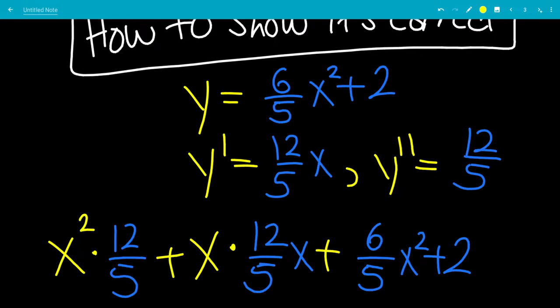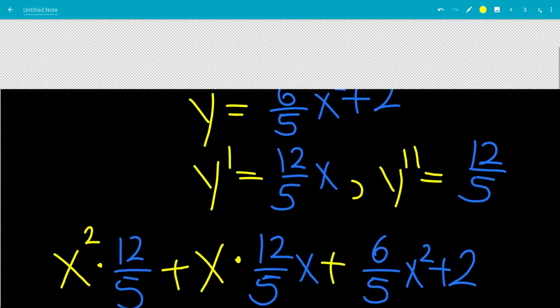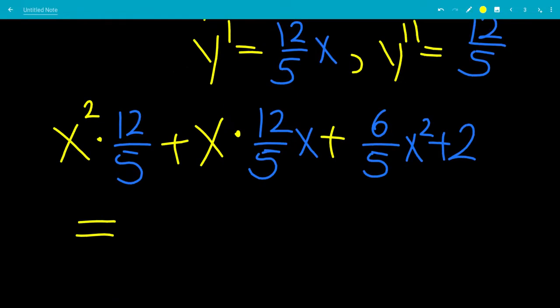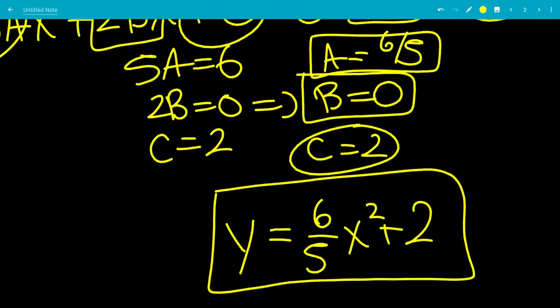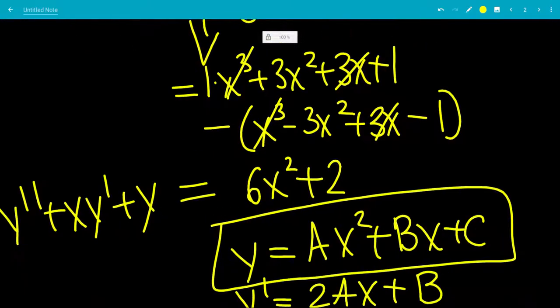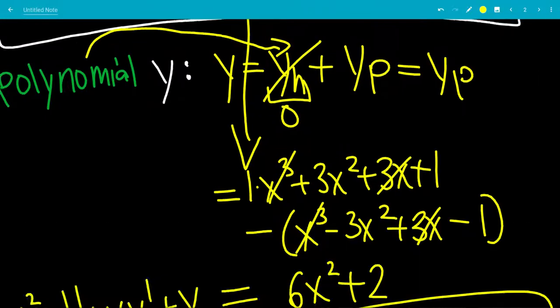Now y prime will be, just do the derivative, 12 over 5 x. y double prime, the x will go to 1, so that's 12 over 5. Now we can plug everything back into the original. You'll be left with 12 over 5 x squared plus another 12 over 5 x times x, which is x squared, so we can just make that x squared. And now another 6 over 5 x squared. 12 plus 12 is 24, plus 6 is 30 over 5, which is 6x squared. And I'll be left with plus 2. So that is what we got for (x plus 1) cubed minus (x minus 1) cubed.